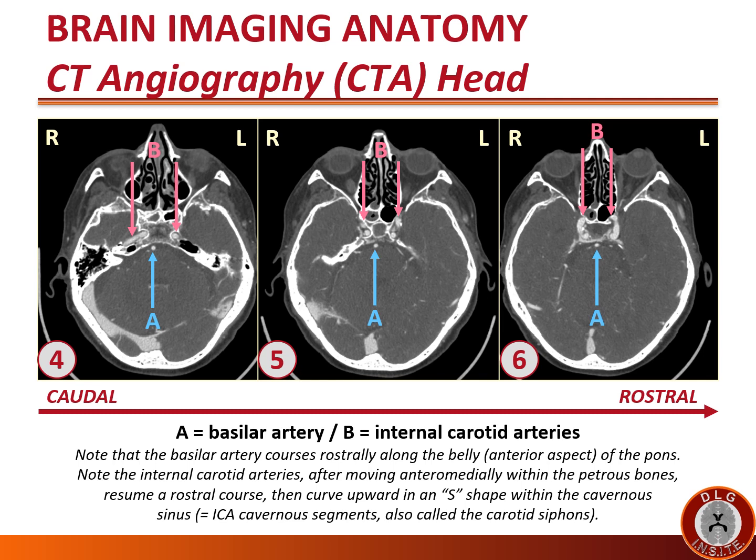Note the internal carotid arteries, after moving anteromedially within the petrous bones, resume a rostral course, then curve upward in an S shape within the cavernous sinus. These areas of the internal carotid arteries are called the ICA cavernous segments or the carotid siphons.